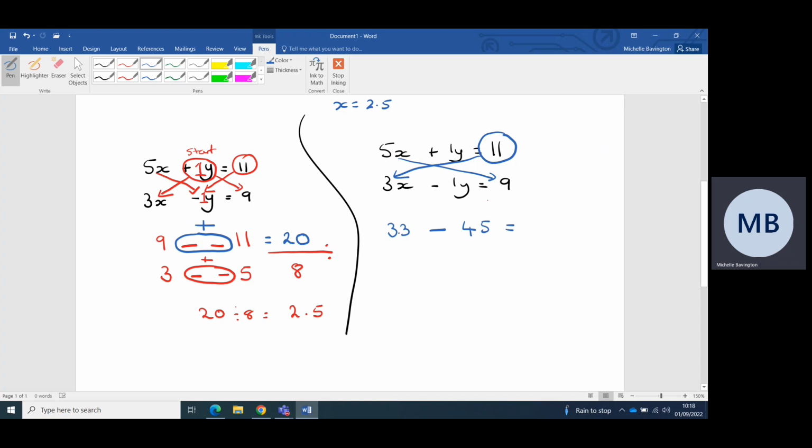Don't forget, lowest take away highest, you're going to end up with a negative. You will end up with a negative, okay? You can't go that way. You can't just say 45 minus 33. You've got to go left to right, okay? So 33 minus 45 is minus 12.